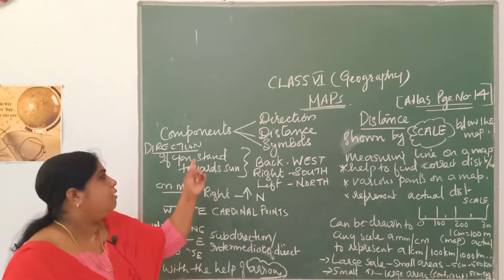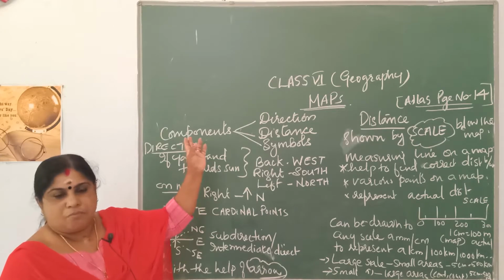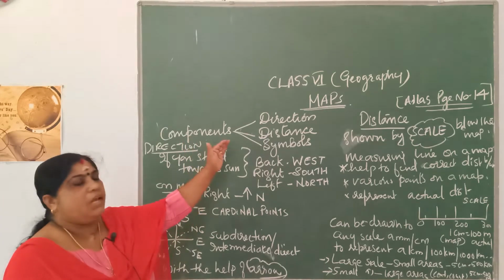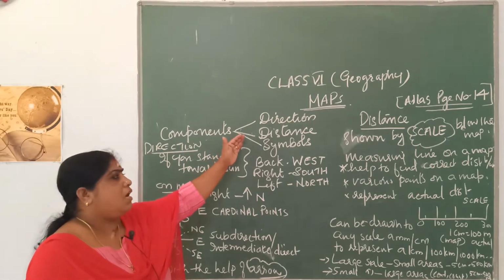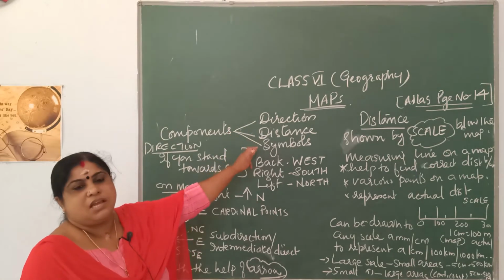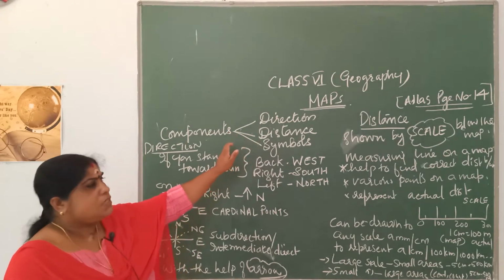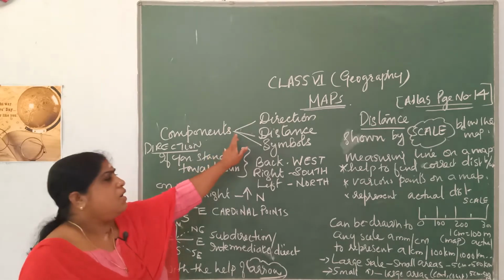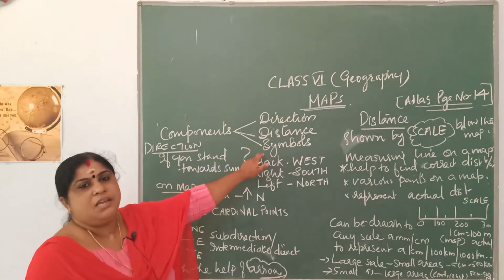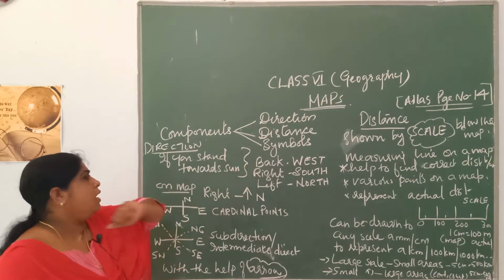So, today we will be dealing with the components of maps. Usually maps have three components, mainly direction, distance and symbols. So, which are the three components of maps? They are direction, distance and the symbols which you see on a map.